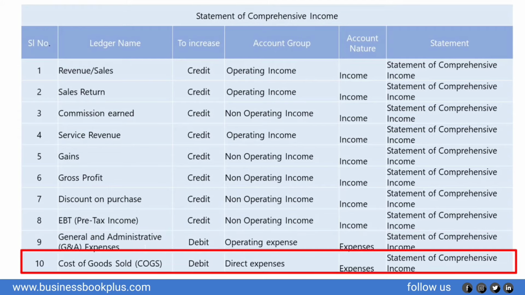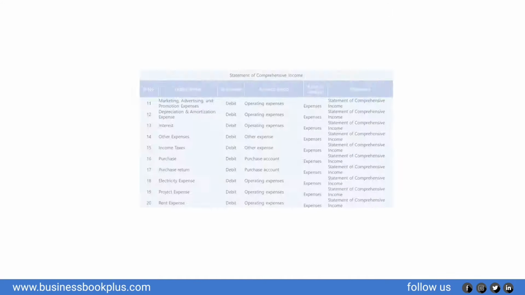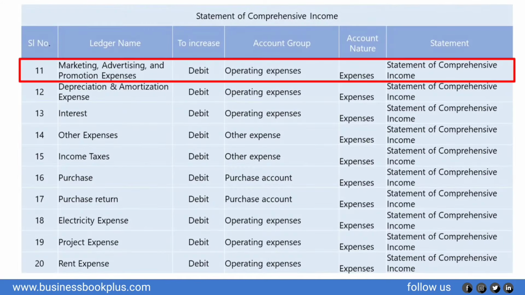Cost of goods sold. Increases with debit. Account group direct expenses. Account nature expenses. Affects the statement of comprehensive income. Marketing, advertising and promotion expenses. Increase when debited. Account group operating expenses. Account nature expenses. Affects the statement of comprehensive income.